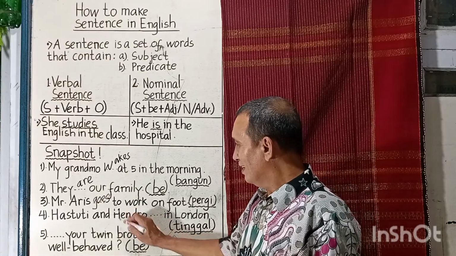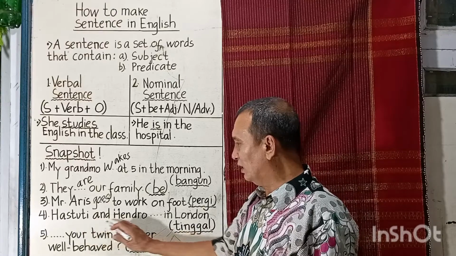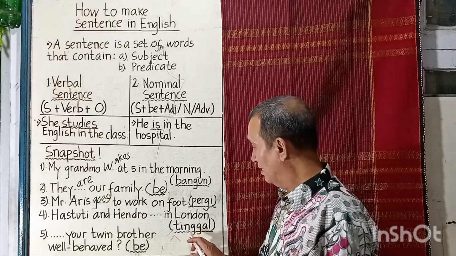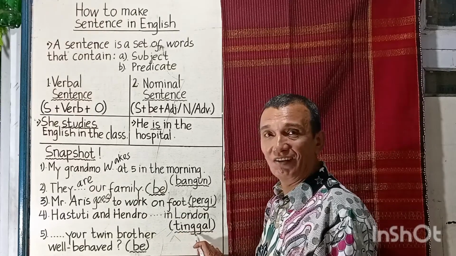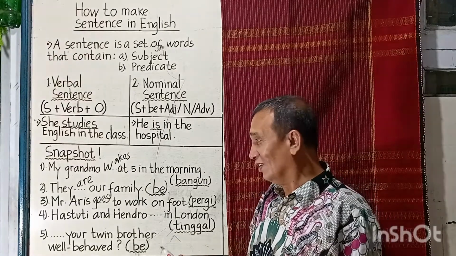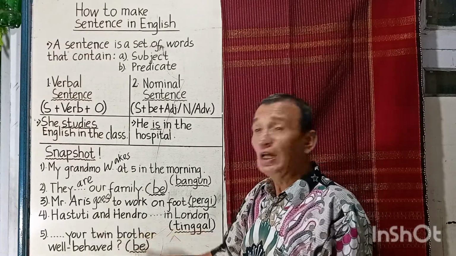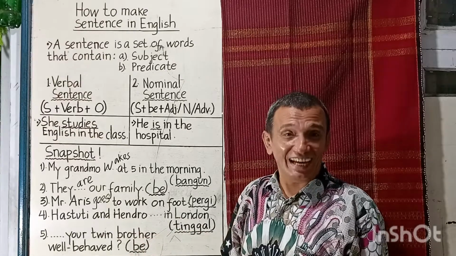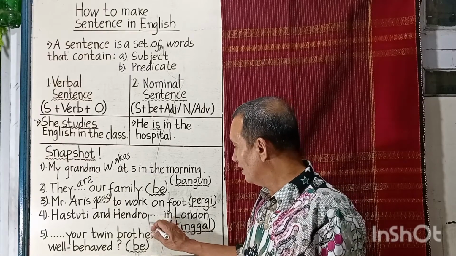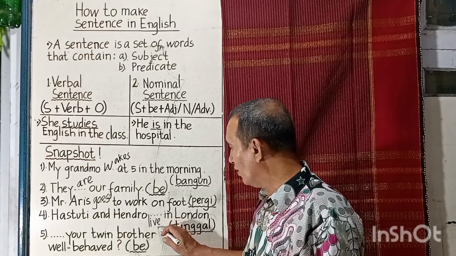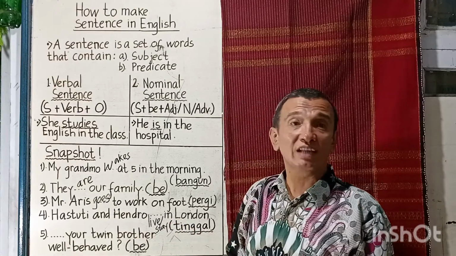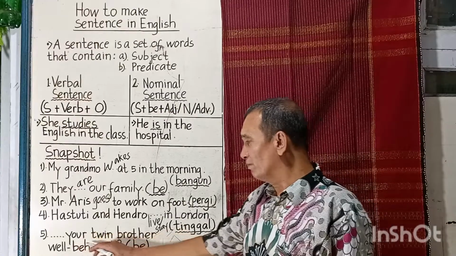Next, let's see number 4. Hastuti and Hendro in London. In London. Tinggal. How do you say that in English? Stays. Or not stays, because two persons, Hastuti and Hendro, stay in London or live in London. You can see here, you can fill it, live also or stay.